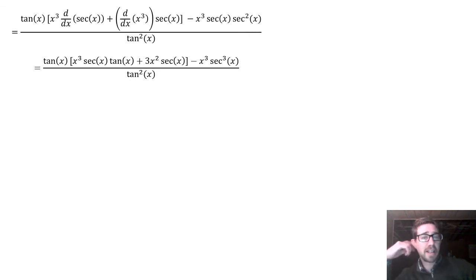Okay, and then this is fine. You could distribute that thing in the brackets in the numerator. If you split this into 2 fractions, you could probably simplify it.